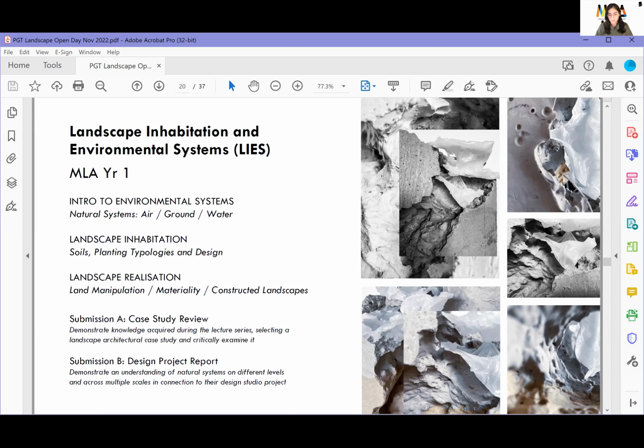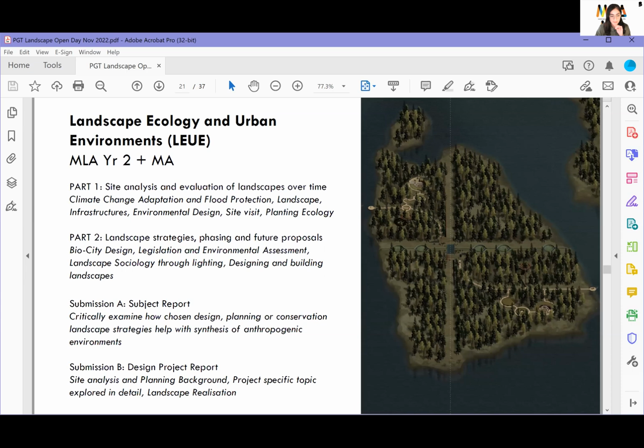Then in MLA year two or MA, this is really about specializing, or showcasing what you're most interested in. So rather than showing a general knowledge, which you would have already done, this is the opportunity for you to show how, for the particular part that you're interested in, you can go into a lot more detail on that. So a project specific topic explored in detail, and that will again go hand in hand with your design project.